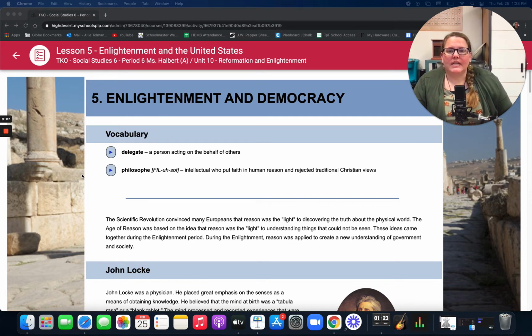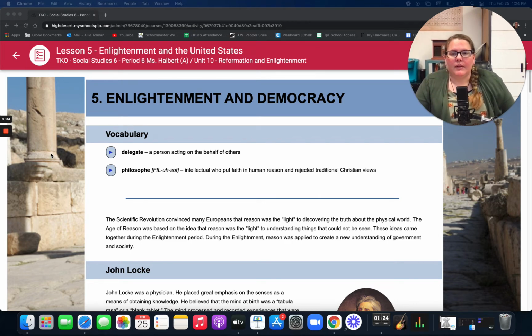We are in our Unit 10, Reformation and the Enlightenment, and we are in Lesson 5, Enlightenment and the United States. This is the last lesson in this unit, so it is a good idea to look through your notes before you head on to your practice and unit tests. And it is also a good idea to take notes. The best idea is to take notes as you're going through the video so that you have that knowledge when you're moving forward in the questions as well as quizzes and unit tests.